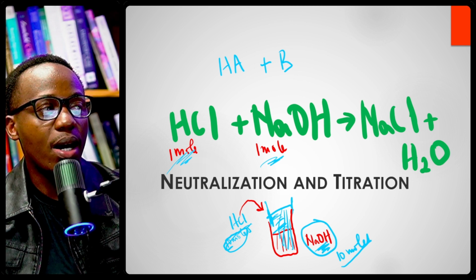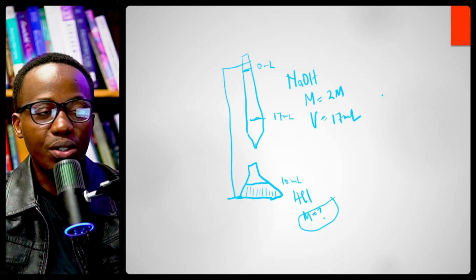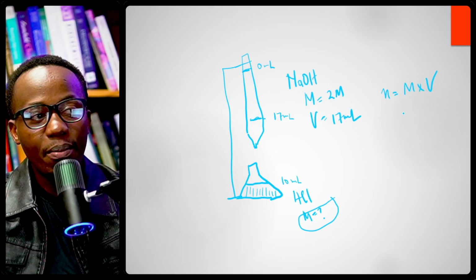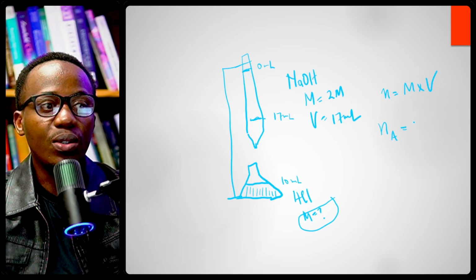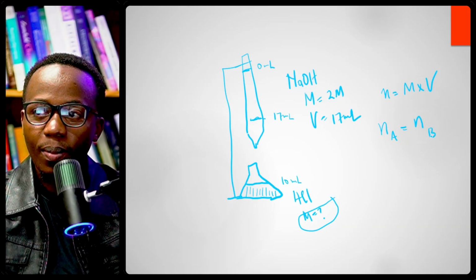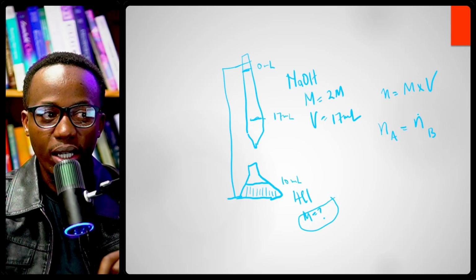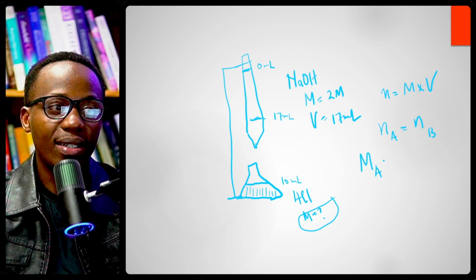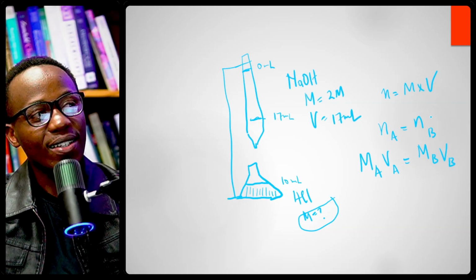And guess what? If you remember back in your formulas, the moles, n, are equal to the molarity times the volume. What does that mean? It means that if the moles n of the acid is equal to the n of the base at the equivalence point, meaning after we've neutralized, and this is true, then the molarity of the acid times the volume of the acid is equal to the molarity of the base times the volume of the base.